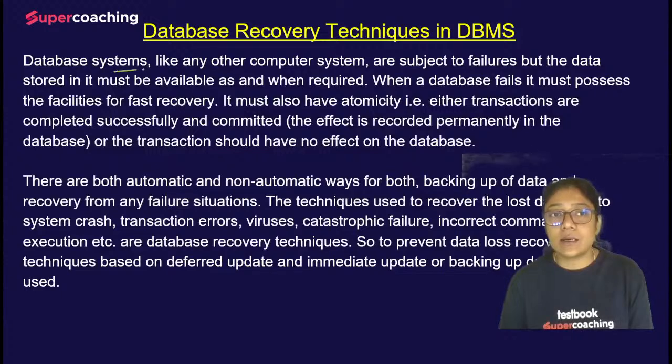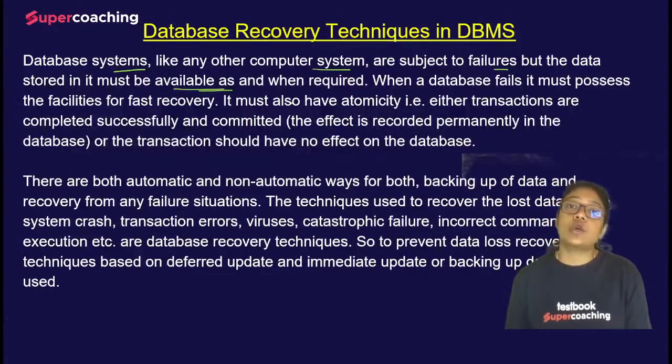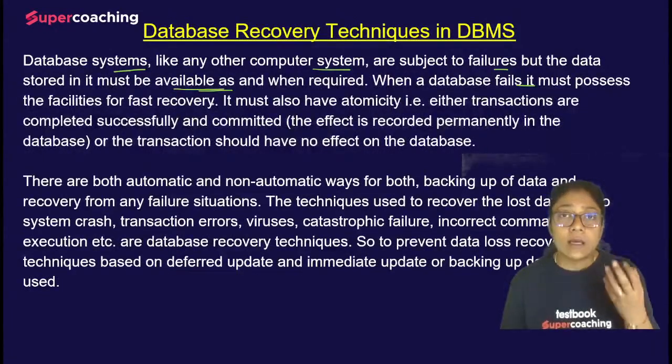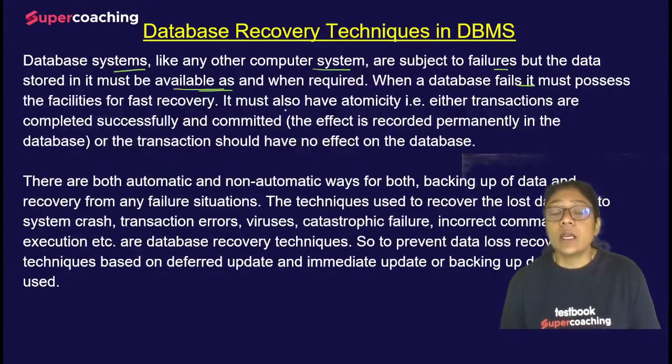Okay, so here is the theory whatever we have discussed. Database systems like any other computer system are subject to failure. Database systems can also fail, but the data stored in the databases should be available whenever you need it, irrespective of what sort of failure has occurred. When a database fails, it must possess the facilities for fast recovery. This recovery can be automatic or manual. It must also have atomicity, meaning either none of a transaction's operations are performed or all of them are performed.